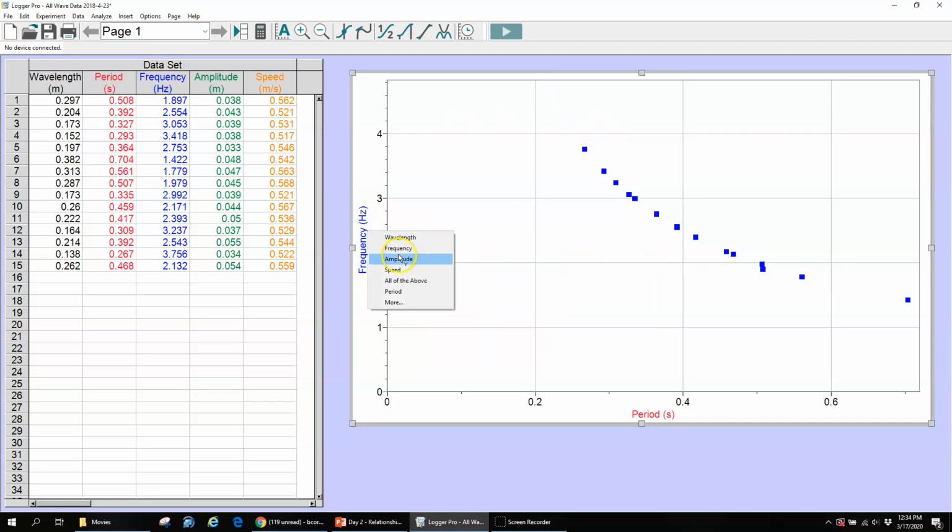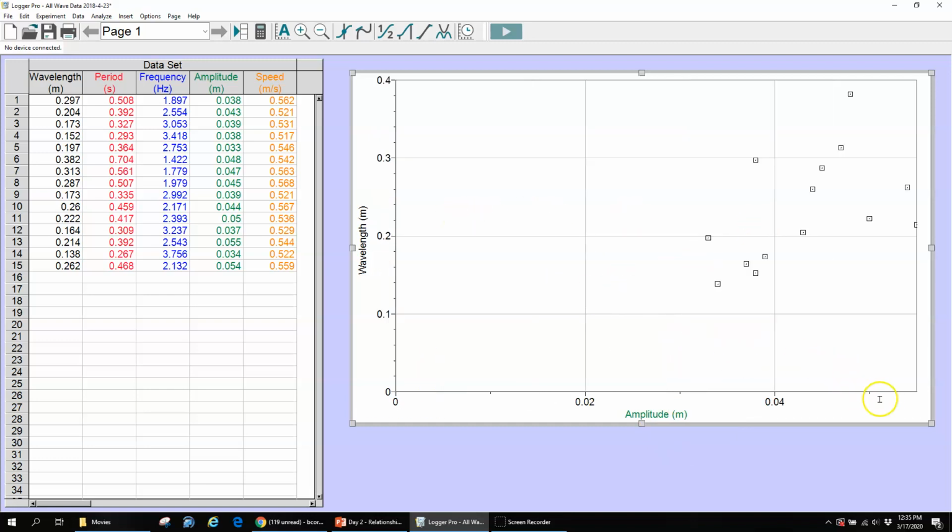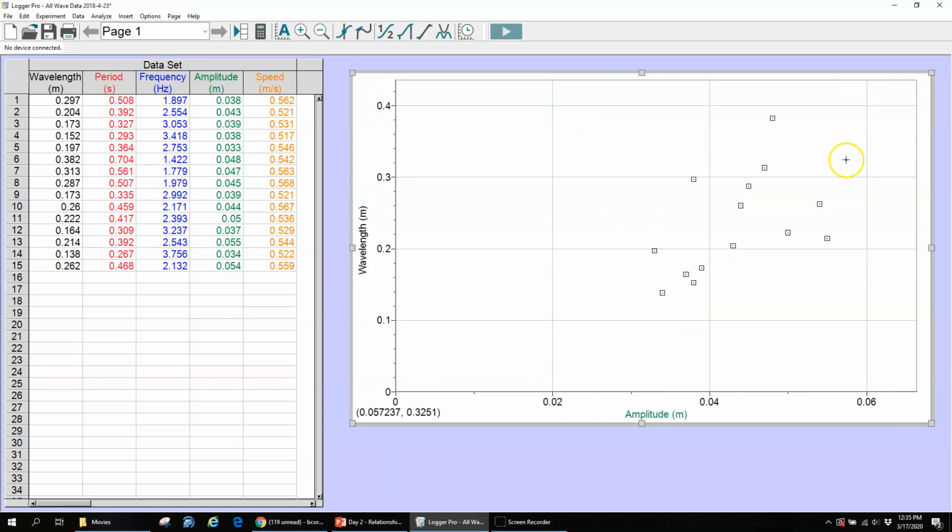If we try to see how other things are affected by, say, amplitude. That's a weird graph until we auto-scale from 0. Particularly when you see these other relationships, this is sort of a real mess. And it doesn't really matter what we put on the axes here, but it looks as though amplitude and wavelength are basically not connected or have no relationship.